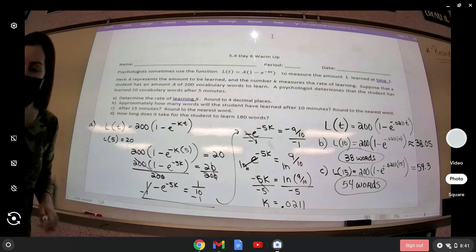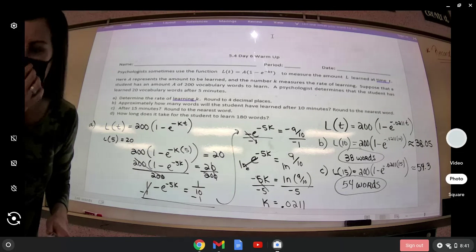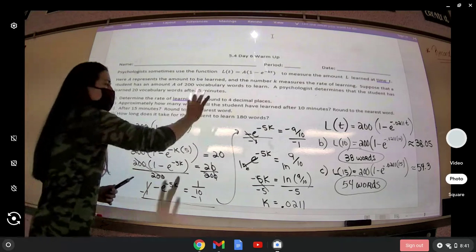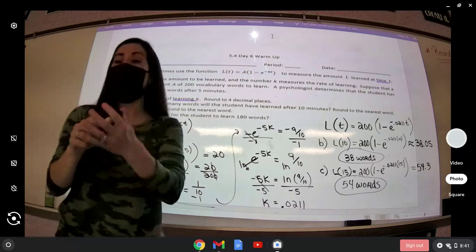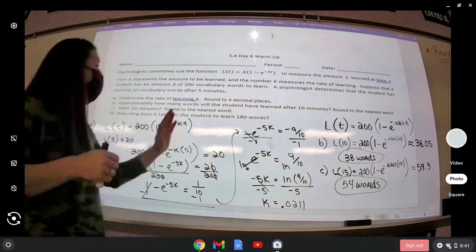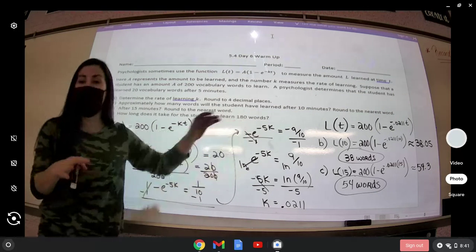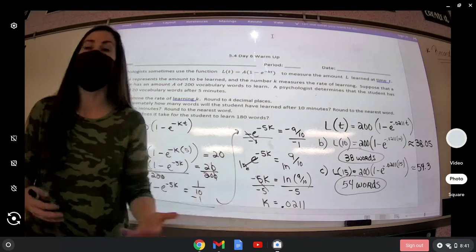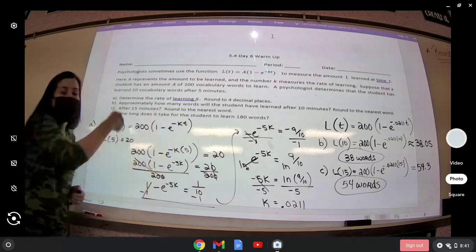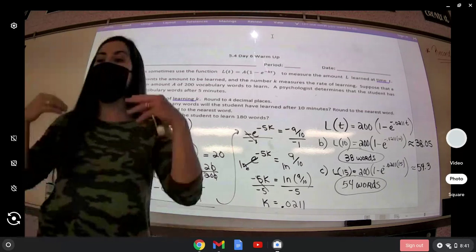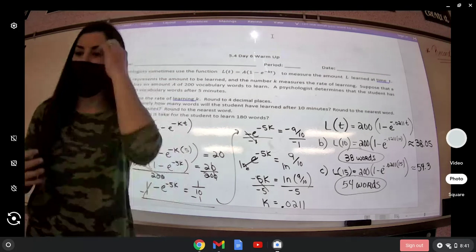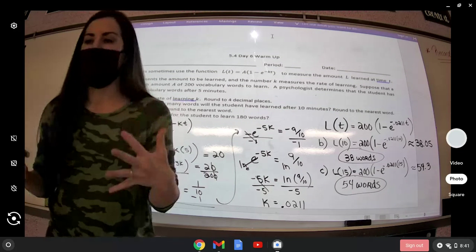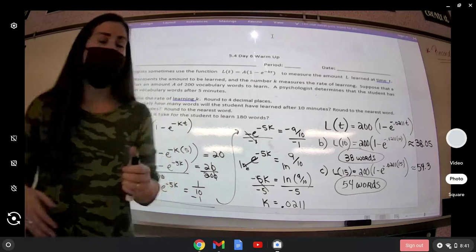All right, thumbs up, everybody's okay? Last part says, how long does it take for the student to learn 180 words? So guys, here's what we're talking about. We know what we want the result to be. We know we want him to learn 180 out of those 200 words. What we don't know is the amount of time it's going to take him to get there. The exponent in this problem is unknown. So who's going to solve for an unknown exponent? A logarithm. We're going to use a log to solve this one.